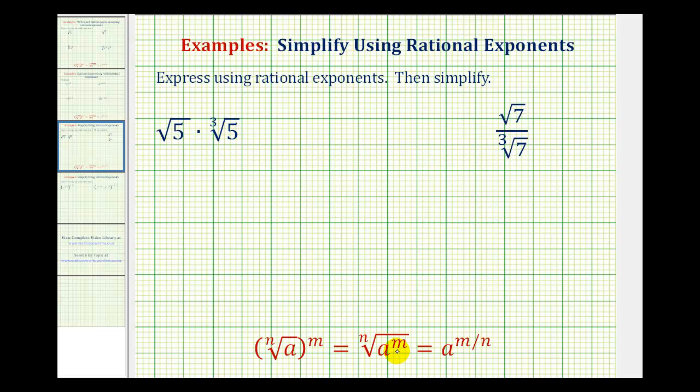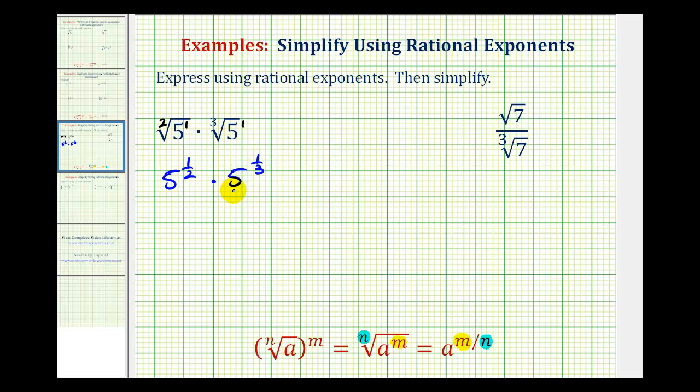And as a quick review, if we want to convert radical form to rational exponent form, the index will be the denominator of the rational exponent, and the exponent will be the numerator of the rational exponent. So for the square root of 5, we need to recognize the index would be 2, and the exponent on 5 would be 1. And this 5 would also have an exponent of 1. So we can write this as 5 to the power of 1/2 times 5 to the power of 1/3.